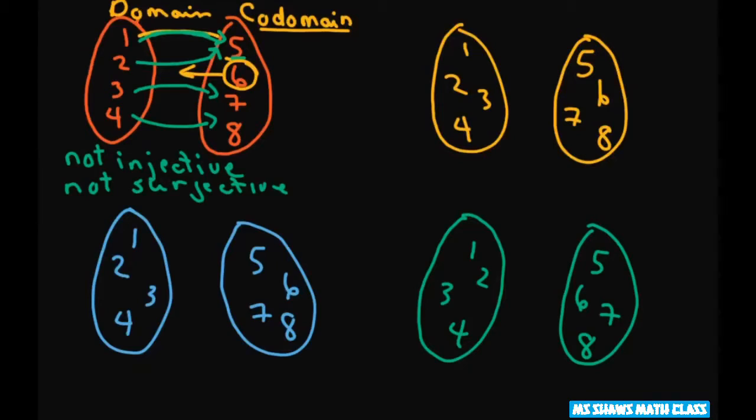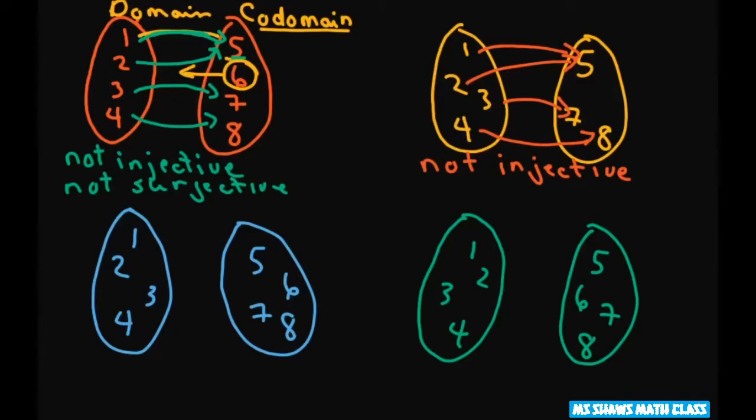Now, let's look at this one here. Let's do the same thing. Let's take one of these away. I'm going to take away 6 here. Okay, so basically, we have this, and this, and this maps to this, 4 maps to 8. So for this one, this is not injective. And why? It's because this 5, again, is mapping back to 2 different elements in the domain.